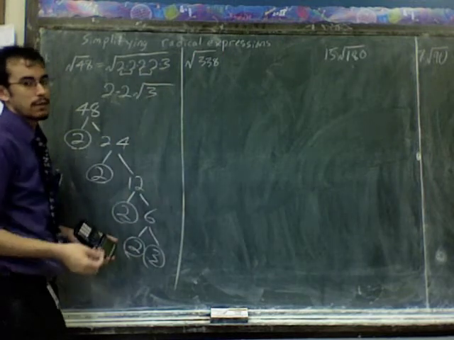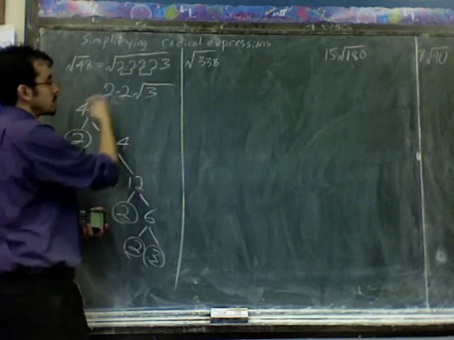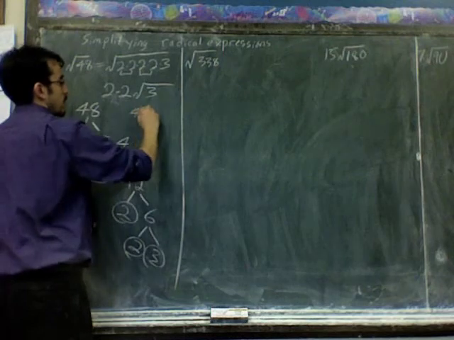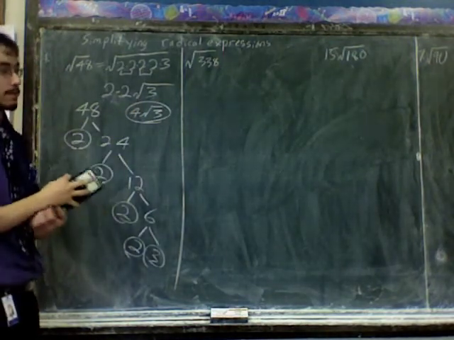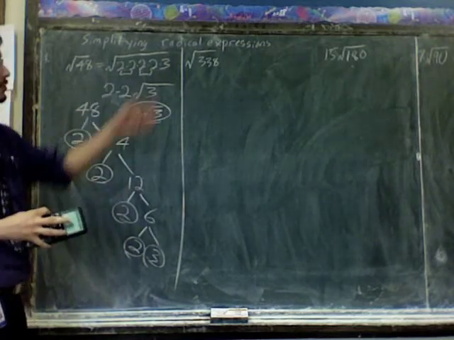This is technically right, but you want to clean it up. You want to make it better. 2 times 2 is 4. So the answer is 4 square root of 3. That's done. Let's try the square root of 338.